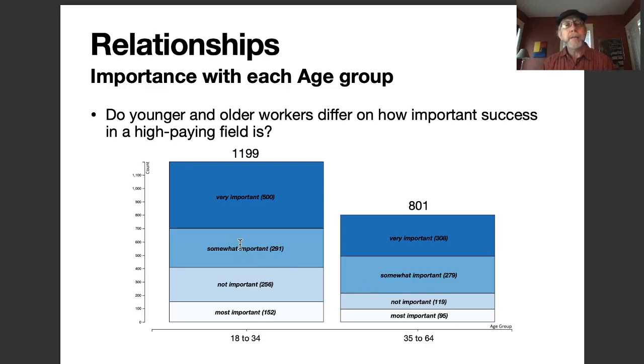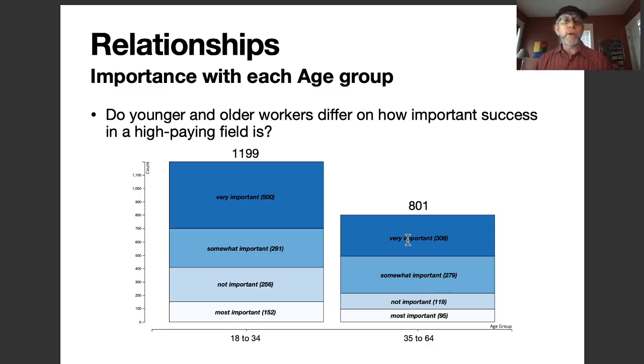Here you see that same kind of segmentation where I've taken the 1,199 responses from the 18 to 34-year-olds and segmented them into those who responded that it was very important. There were 500 of those. Somewhat important, 291, and so on. And I've done the same for the 35 to 64-year-olds.